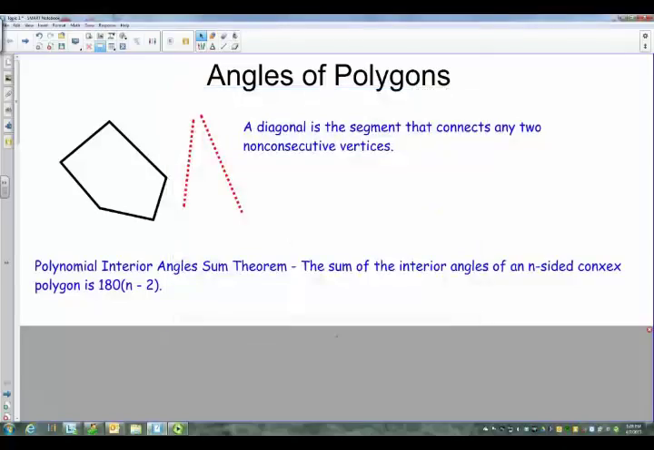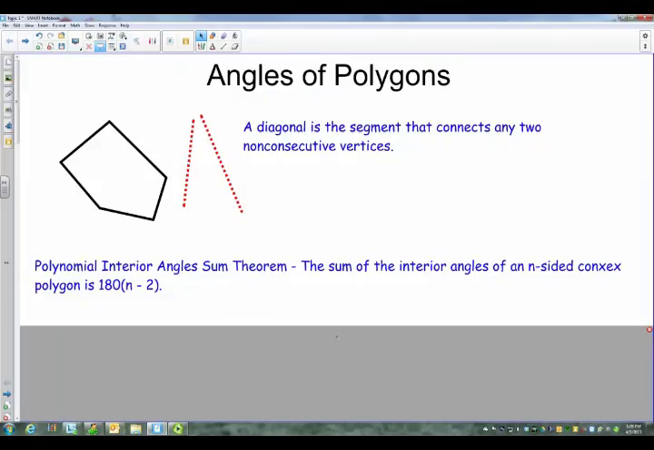Alright, welcome back everyone. We're starting the second semester here, and this is the first topic in that semester. We're going to be looking at angles of polygons. So, to start with this, a polygon is just any figure. Doesn't matter how many sides, obviously it has to be a closed figure.